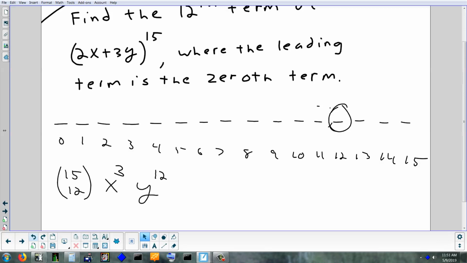All right, so that would work if we had this. You've got your x to a power, you've got your y to a power. But what number do we have with the x? Okay, so put it with the x. What number do we have with the y? 3. Okay, so put it with the y. And now all we have to do is figure out 15 choose 12. Let's see what that comes up to.